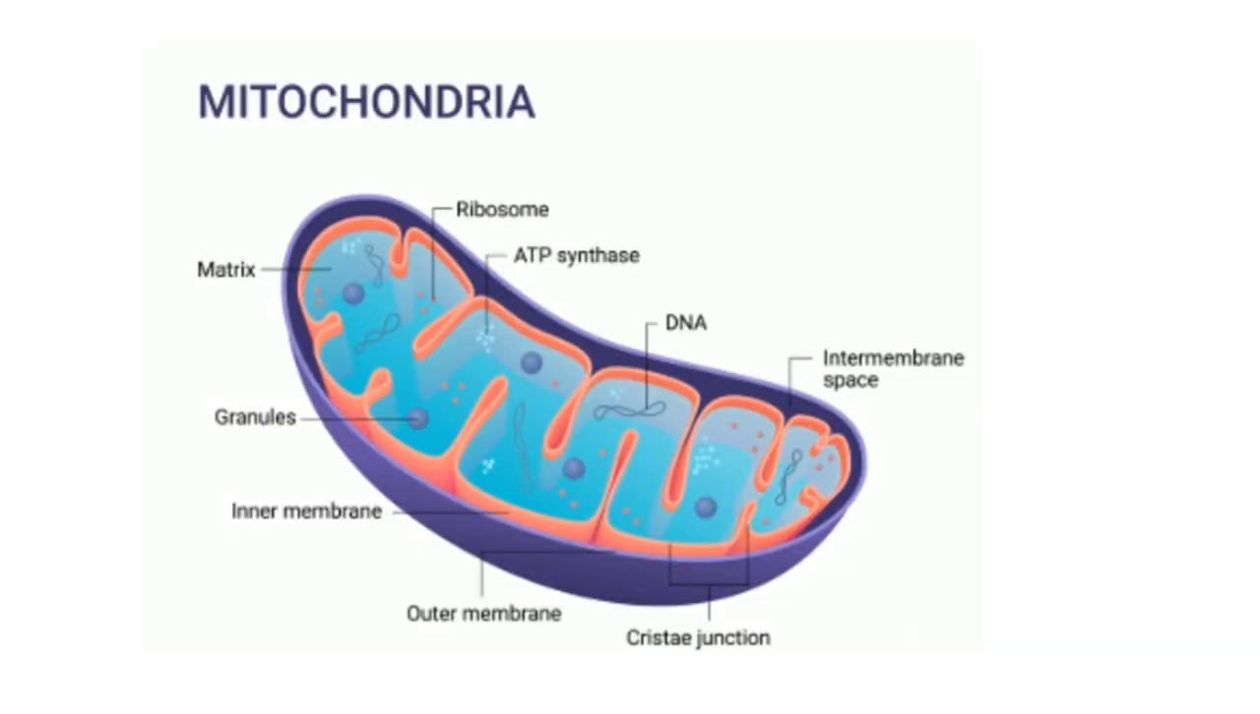So next up we have the mitochondria, which is often referred to as the powerhouse of the cell. This is where aerobic respiration occurs, producing ATP, which is essentially the cell's energy currency. You can think of ATP like money. Cells need it to carry out important processes and reactions.